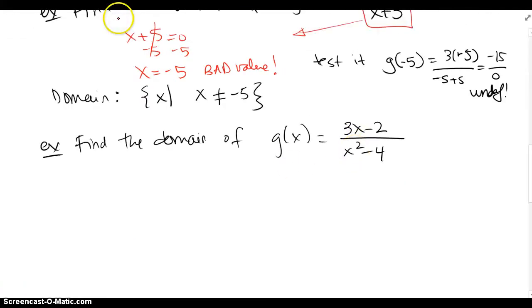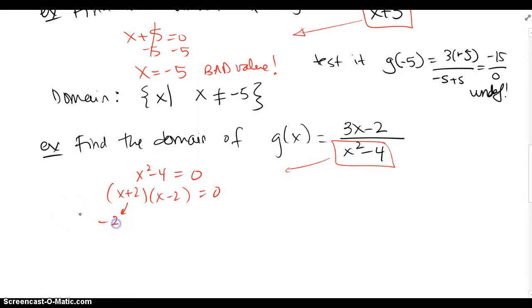Well, again, same idea. I take this guy and I say, what if it were to become equal to 0? Things would go bad. And this is actually a quadratic equation, so I can factor that, x plus 2, x minus 2, and there's going to be two bad values that are going to pop out. So two bad values must be excluded.